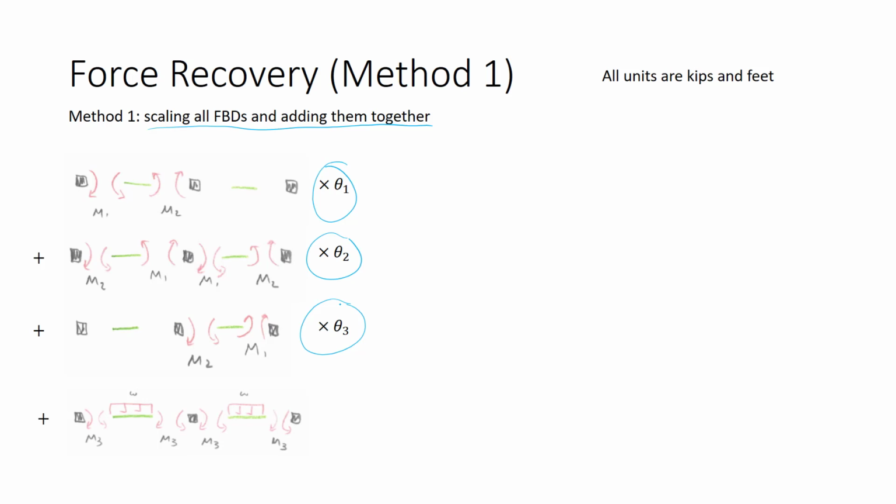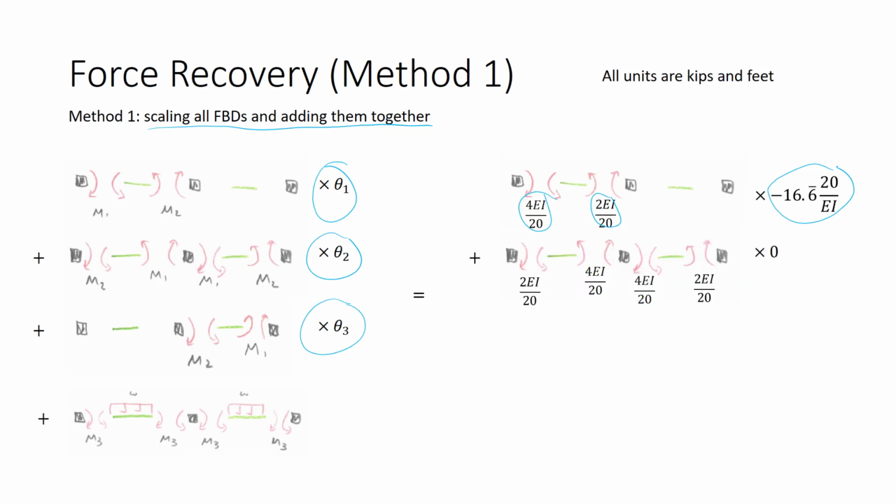Looking at this numerically, I'm substituting here 4EI over 20 and 2EI over 20 for M1 and M2. These were previously calculated. I'm substituting the number minus 16.6 times 20 over EI for theta 1. That was previously calculated. For degree of freedom 2, we've substituted for all the moments, but that's not really all that important because the rotation at that degree of freedom is 0, so everything is going to be zeroed out.